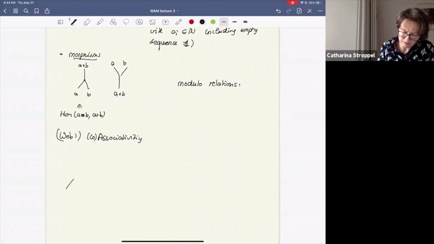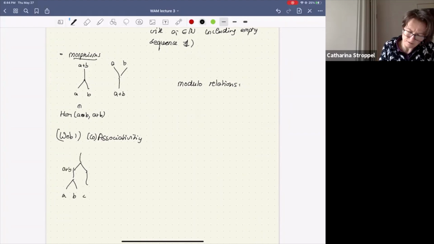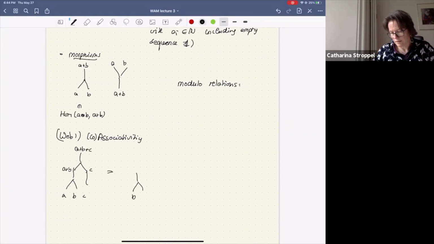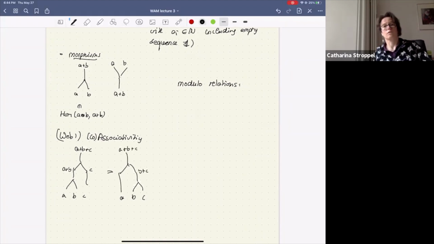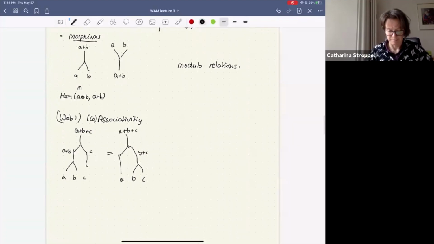The associativity is saying when I first merge A and B, and then I merge the result, so this would be A plus B here, this is still C, then I get A plus B plus C. This is the same thing as if I would first merge B and C, and then I put A on the left, and then I put these two together. So I guess this is what you might think associativity might look like.